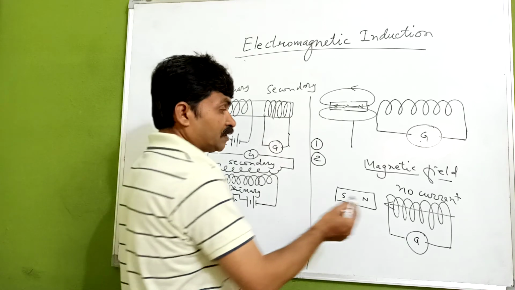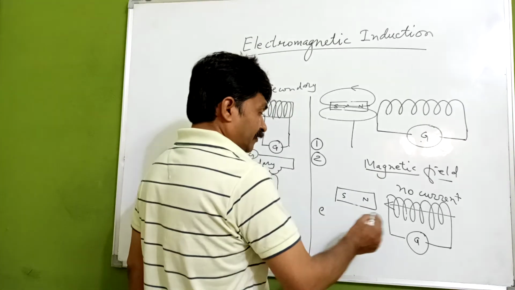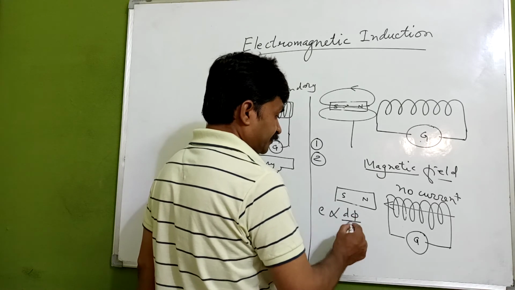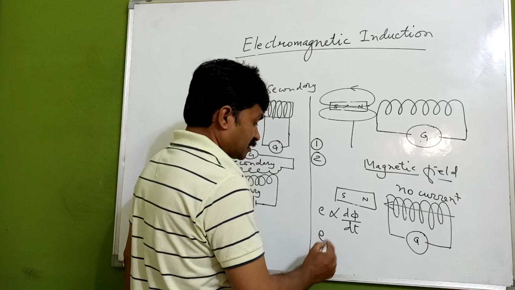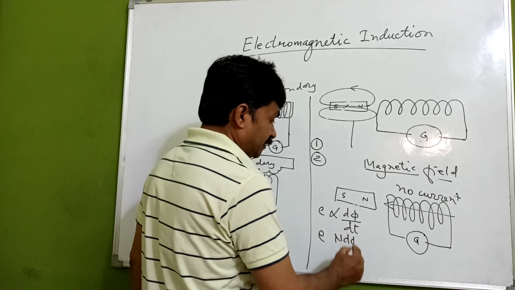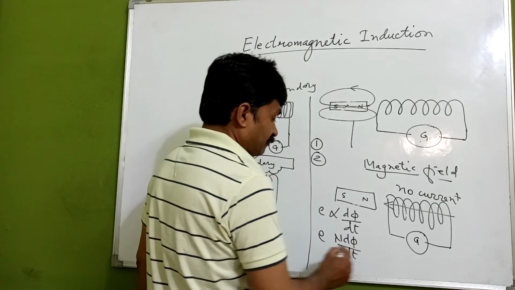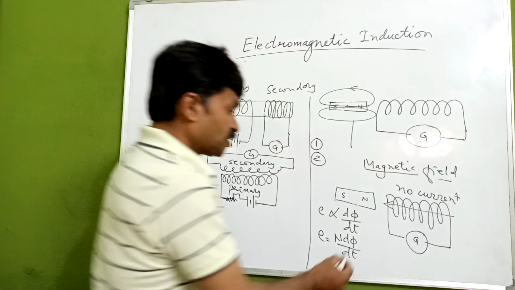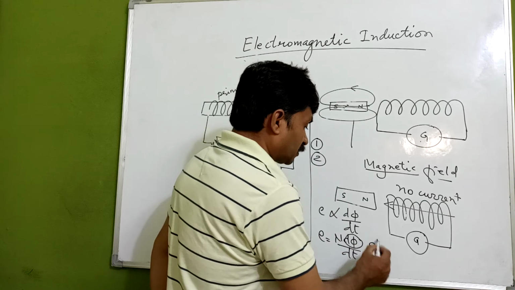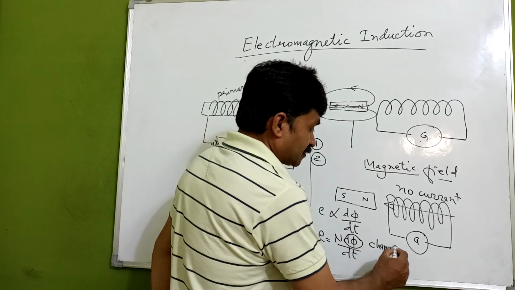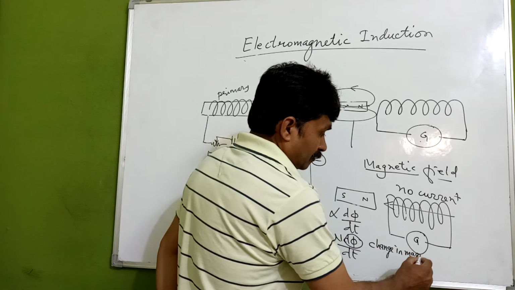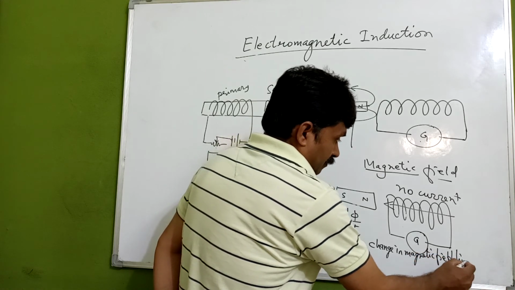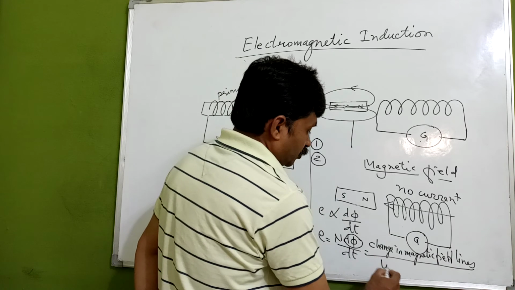So if we assume E, we can take E as directly proportional to d phi by dt, or we can say E and d phi by dt. Phi is the magnetic field lines which are produced. This is the change in the magnetic field lines with respect to time taken.